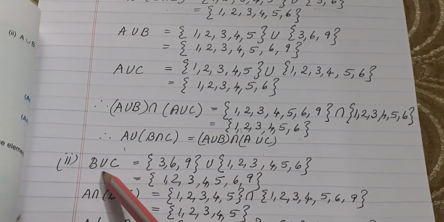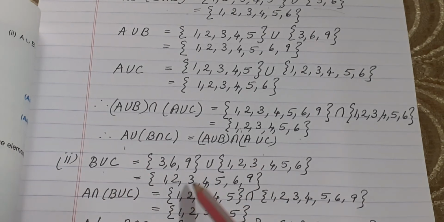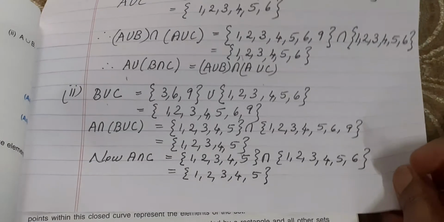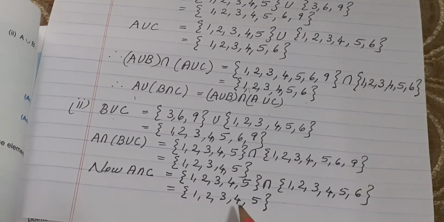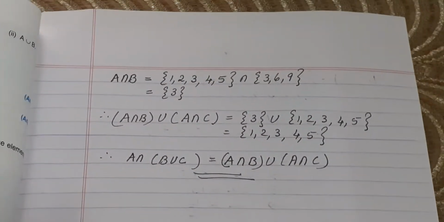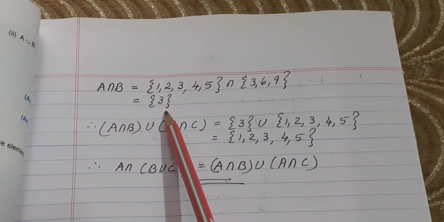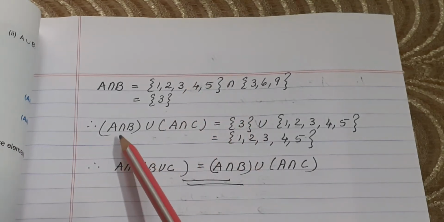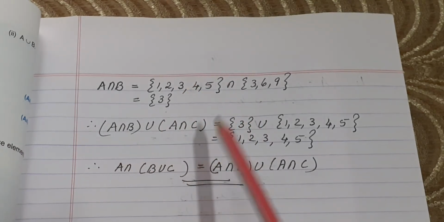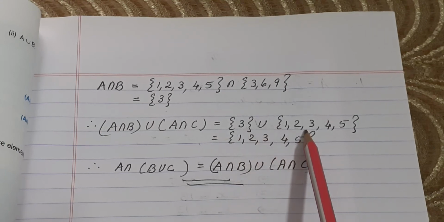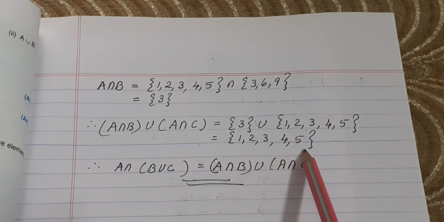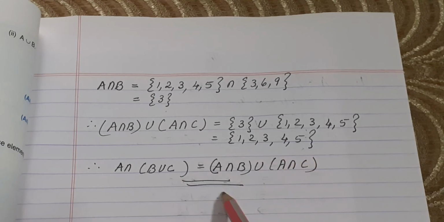Next we have to find out the second part. B union C first. Which elements will come? {1, 2, 3, 4, 5, 6, 9}. A intersection (B union C), so {1, 2, 3, 4, 5} you will get. A intersection C, you will get as {1, 2, 3, 4, 5}. Now A intersection B, you will get that as {3} only, the common element. So (A intersection B) union (A intersection C) is equal to {3} union {1, 2, 3, 4, 5}. So you will get {1, 2, 3, 4, 5}. Okay, so both are equal.